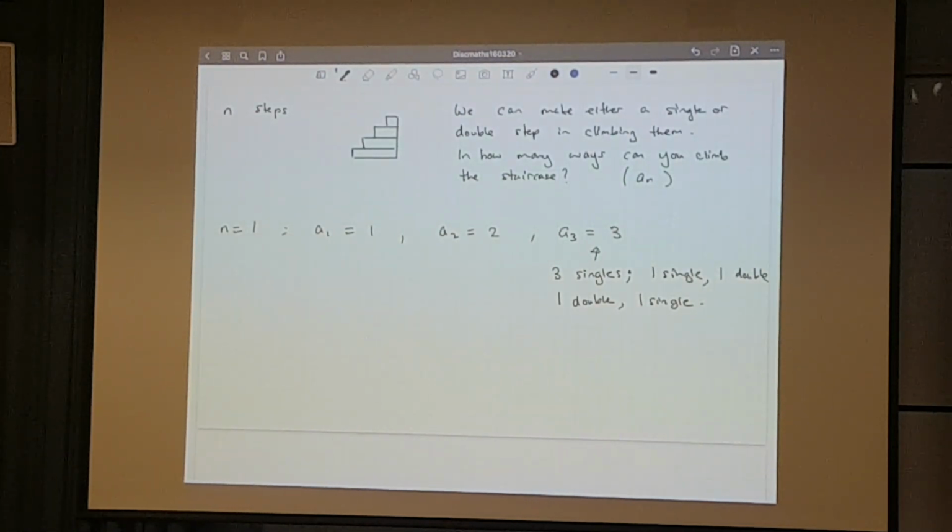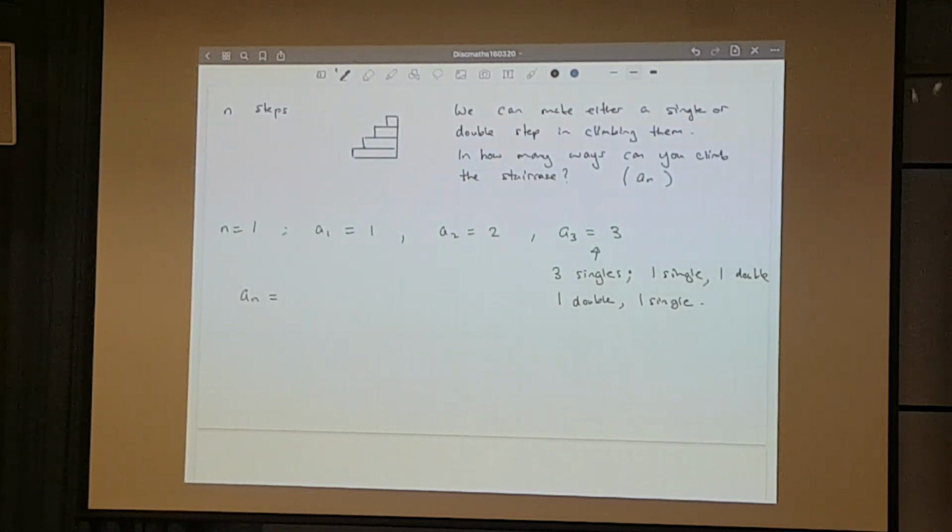Thinking about combinatorics problems is also often a question of thinking in the right way. And the right way in this case is to think about the last step, right? So the last step can either be a single or a double. What else can it be? So that's going to tell us the recursion relation.